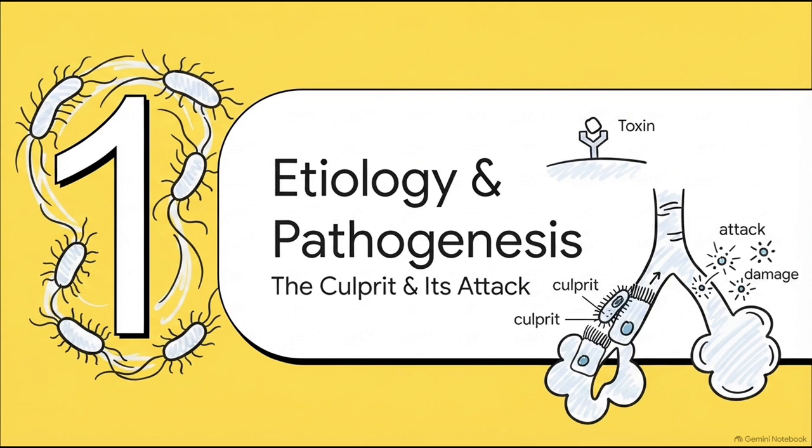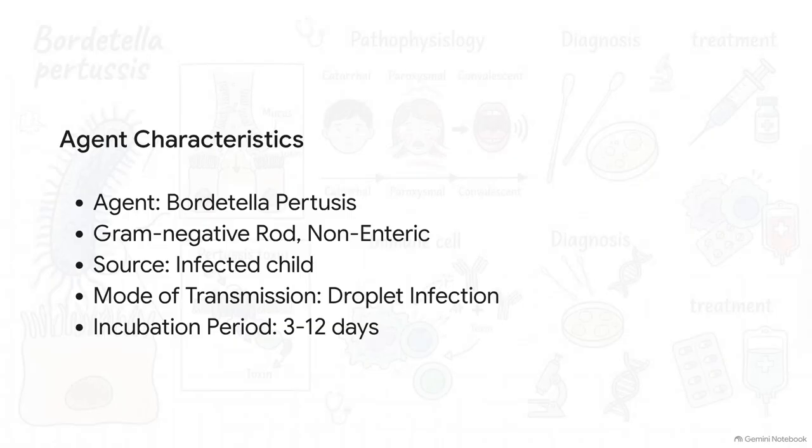So, Part 1. Etiology and pathogenesis, the culprit and its attack. The first crucial step is identifying our offending agent, Bordetella pertussis. Microbiologically speaking, you've got to remember this is a gram-negative rod, and specifically, pay attention here, it is non-enteric. Lock that into your memory because it is a classic board exam trap. The primary source of the infection is almost always an already infected child, and it spreads through basic droplet infection. Once those infectious droplets are inhaled, the pathogen just hangs out for an incubation period of about 3 to 12 days before the real trouble begins.